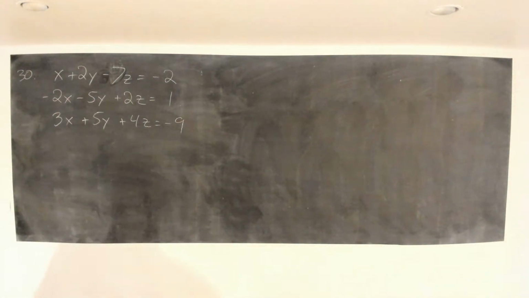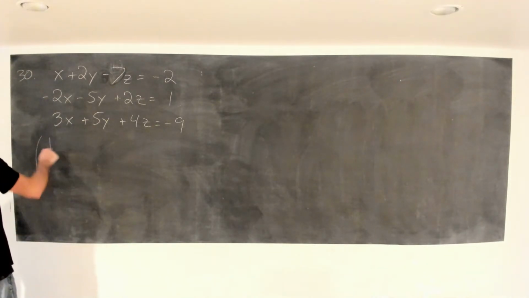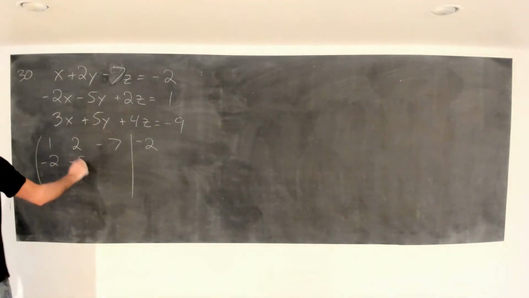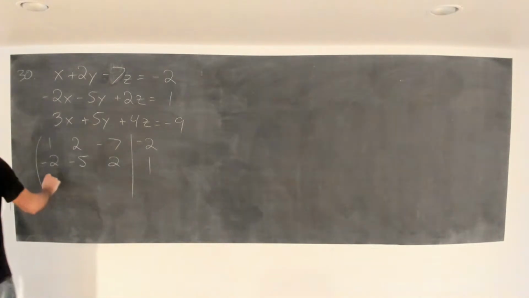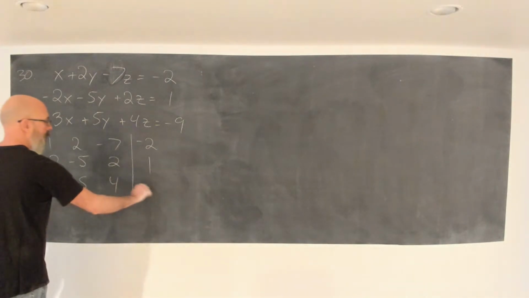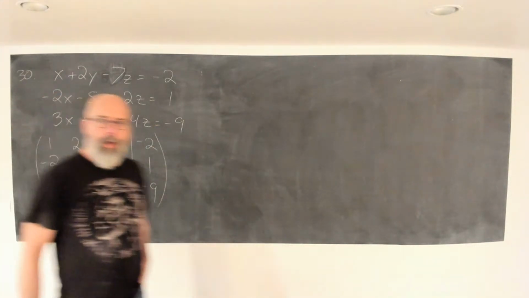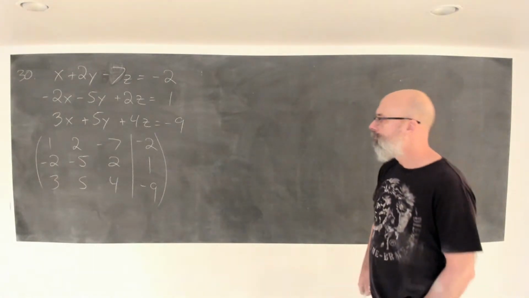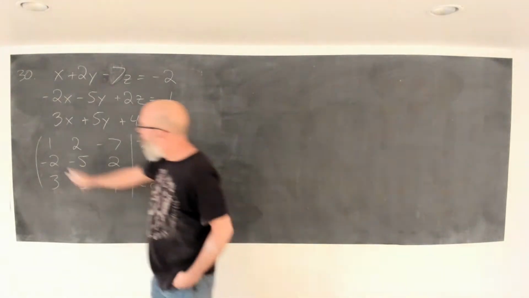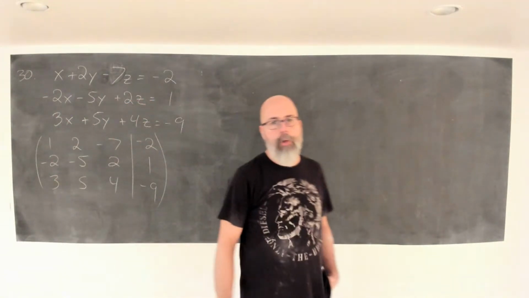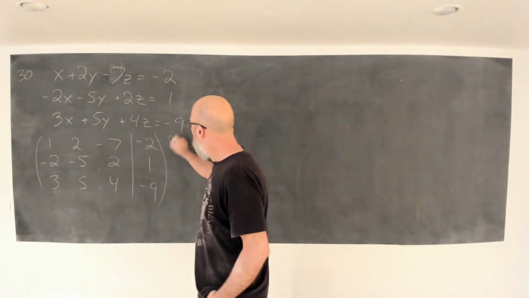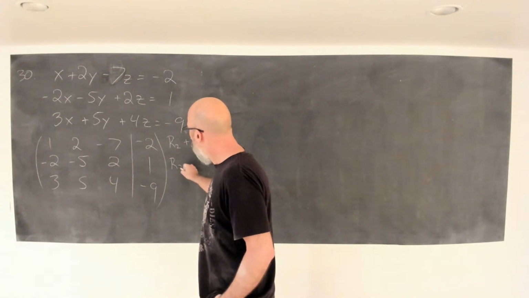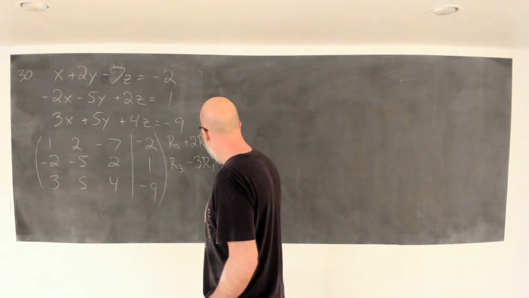Set up your matrix and row reduce. You know what to do. We already have 1 in the upper left-hand corner. We'll use that to clear out the column. Let's do 2 operations at once. Row 2 plus 2 row 1 for row 2. Row 3 minus 3 row 1 for row 3.